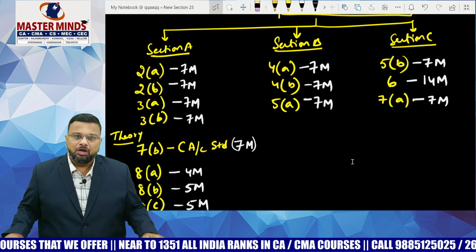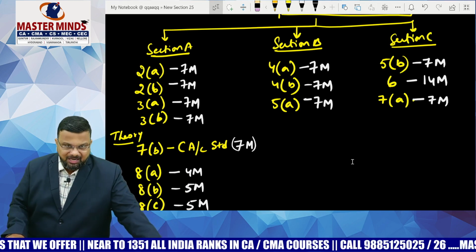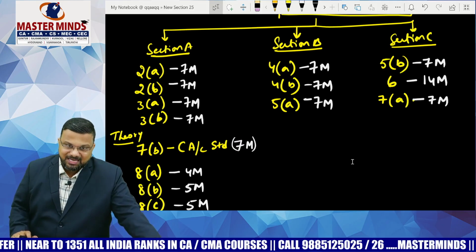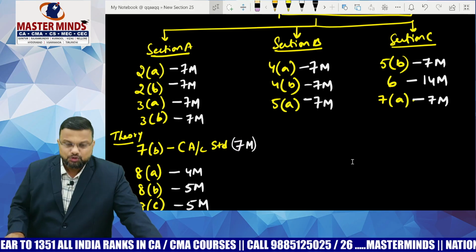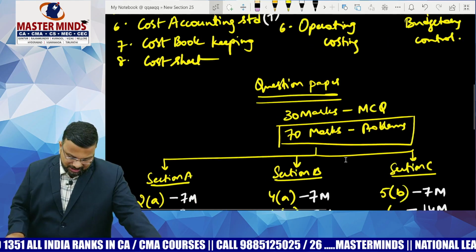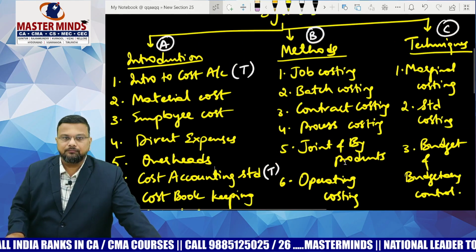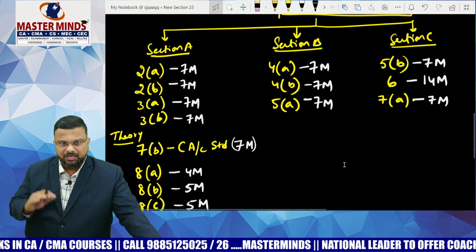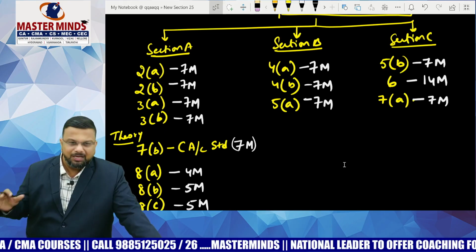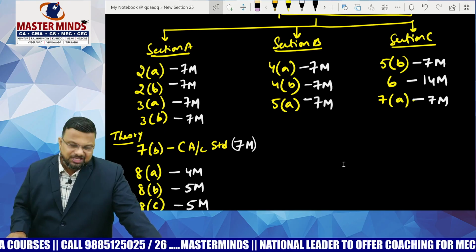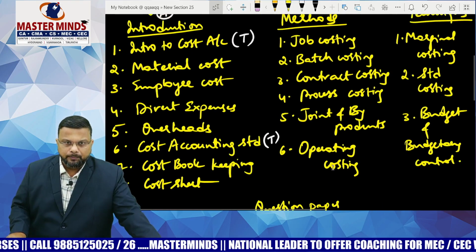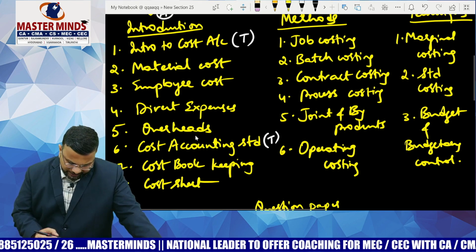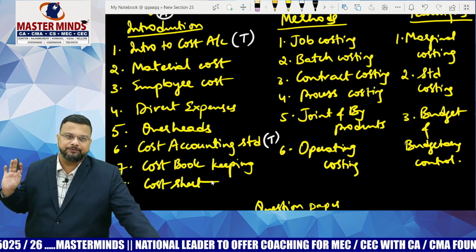When it comes to 2A, 2B, 3A, 3B, they are given from section A. That means what, sir? What is section A? This is section A. Here we are talking about problems, right? In 2A, 2B, 3A, 3B, 99.99% of the time he will give problems only. So which chapters do we need to focus on here? We are talking about these chapters: material, employee, direct expenses, overheads, cost bookkeeping and cost sheet.